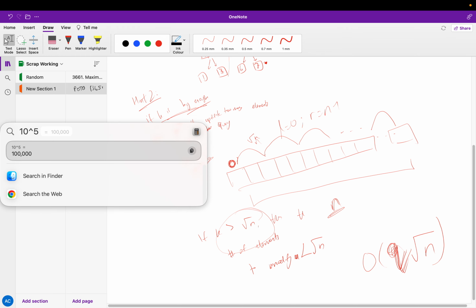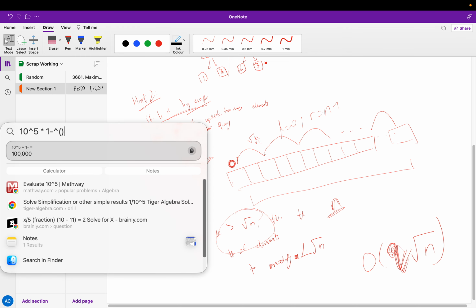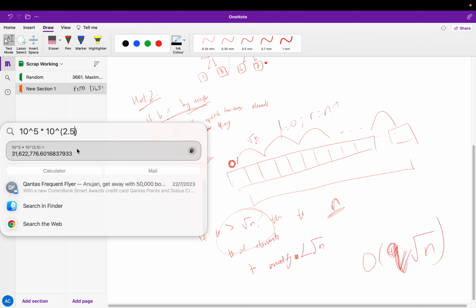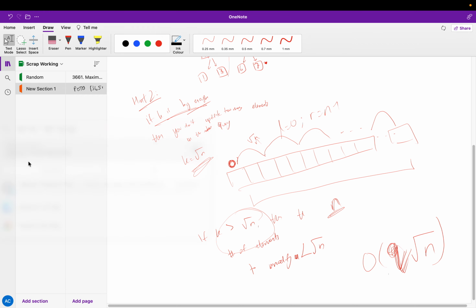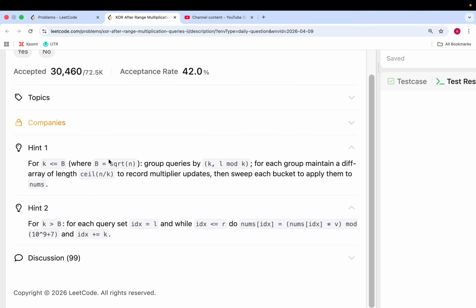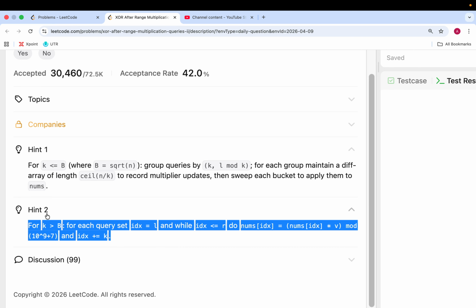It's like 10 to the 5 times 10 to the power of 2.5, right? 31 million? Is that okay? Order of 10 to the 7, basically? Is that fine? I guess so. I mean, that's what it's saying, right? This is basically just saying do brute force.